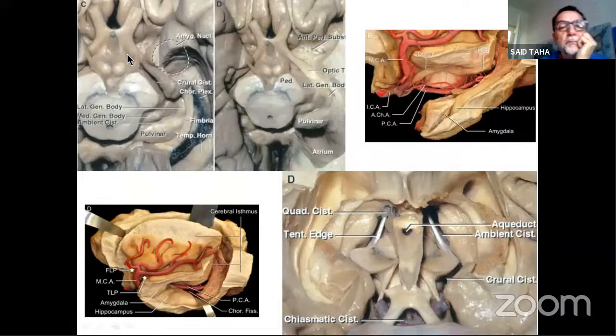Here the narrow anterior part and the large posterior part, with the inferior part of the thalamus with the pulvinar and medial geniculate body, and the lateral geniculate body in the lateral portion.